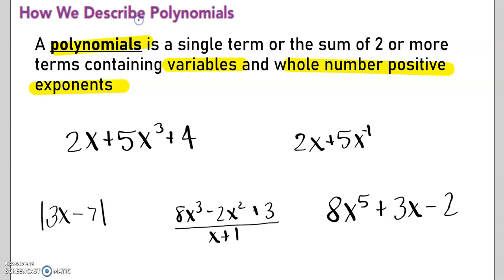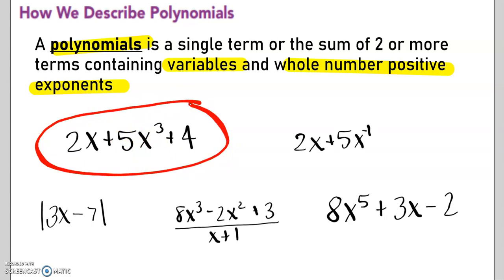Okay, so let's take a look at this first one. 2x plus 5x cubed plus 4. So is it a single term? Not really. It's the sum, right? I'm adding 3 terms here. They all contain variables and they all contain whole number positive exponents. So this is a polynomial. Awesome. Remember, when we don't have an exponent on a variable, the exponent is a 1. Do you remember that? It's a secret 1 when there isn't an exponent.